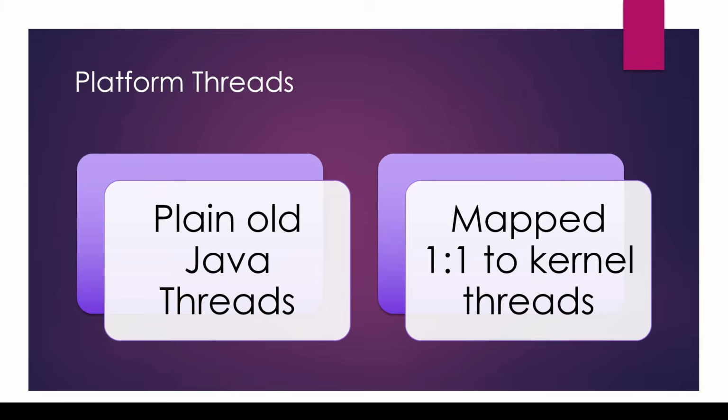Ultimately, that native or kernel thread will be scheduled by the operating system and will be picked and executed by the CPU. So the CPU or operating system does not schedule the Java thread directly, but it's always the kernel thread. The important thing to understand here is that when you create a non-virtual or the usual platform thread, there will always be a corresponding kernel thread created by the operating system. All right.